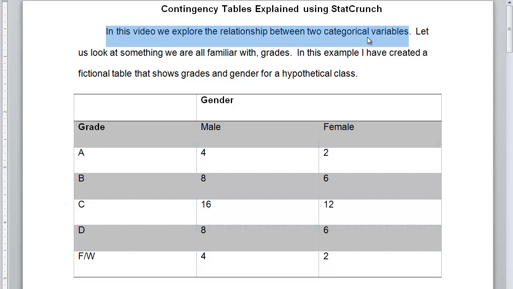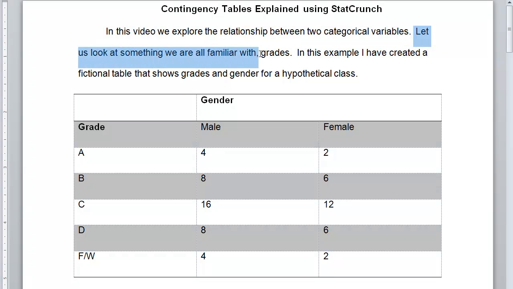Now remember, a categorical variable is one where you can answer a yes/no question. All right. So let us look at something we are all familiar with, grades, right? Where all are students, and so we're familiar with that. In this example, I have created a fictional table that shows us grades and gender for a hypothetical class. This is totally made up. I didn't actually look at this so that the data is a little bit cleaner.